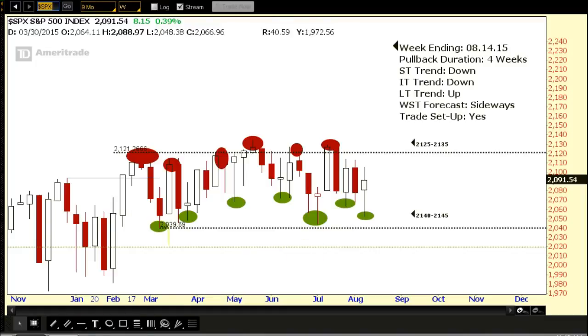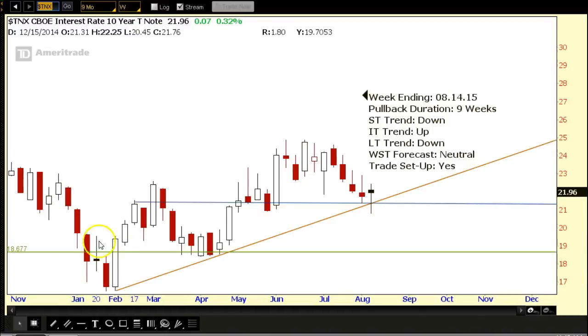All right, now let's go on to interest rates. Okay, this is our 10-year note, TNX, the CBOE 10-year interest rate note. CBOE stands for Chicago Board Options Exchange, and this shows right now that we've pulled back for nine weeks, starting from this high right there.